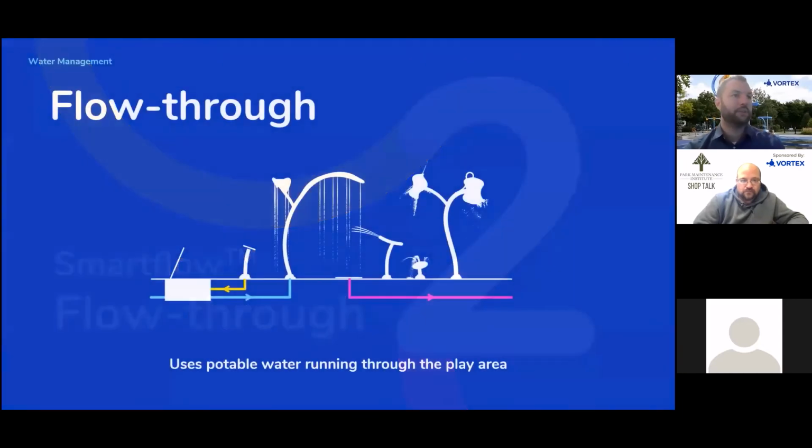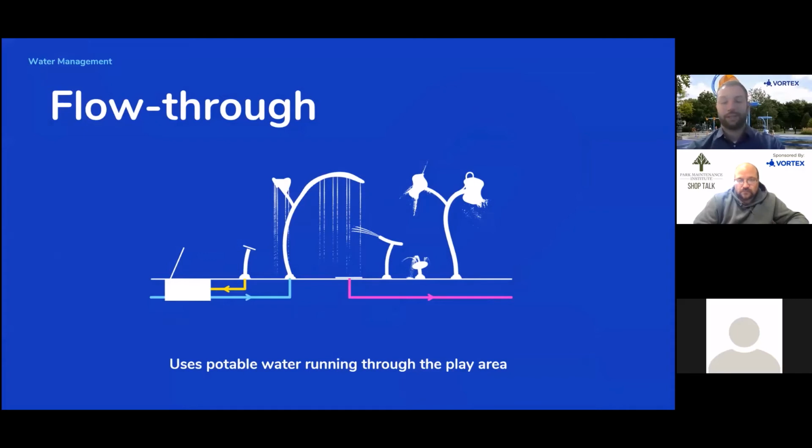All right, diving into flow through systems. Very simple solution here, folks. Again, we're hooking up our water line, our potable city water line, and typically a sanitary sewer. Your potable city water line will hook up to the manifold. Your sanitary sewer line, sometimes your storm sewer line, will hook up to our drain.